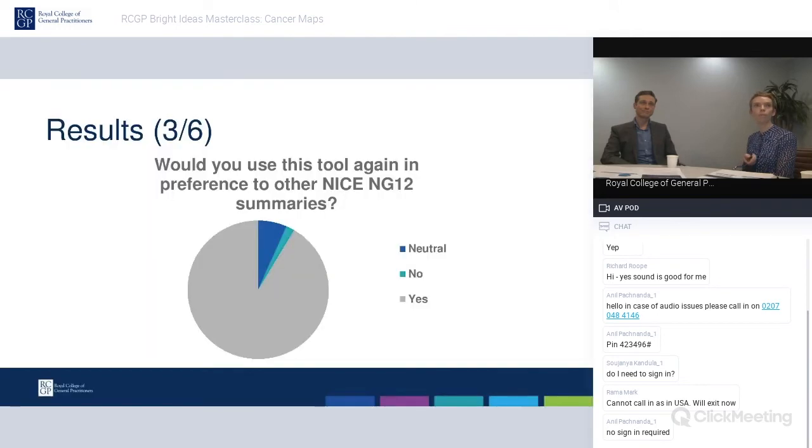Just go back one. Okay. So we got some feedback on whether people liked it or not. We got overwhelmingly they would use it again in preference to other summaries, and the other summaries are mainly hard copies of text-driven summaries that you would have to look down to and take your gaze away from the patient, whereas I think the maps work because they're on the screen in front of you. Well, that's incredibly positive feedback, with over 90% saying that yes, they would definitely use it all again.